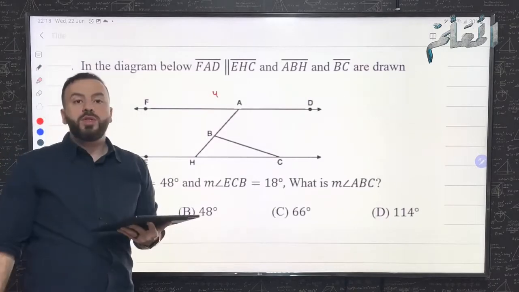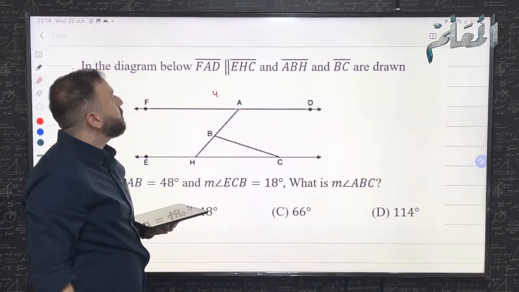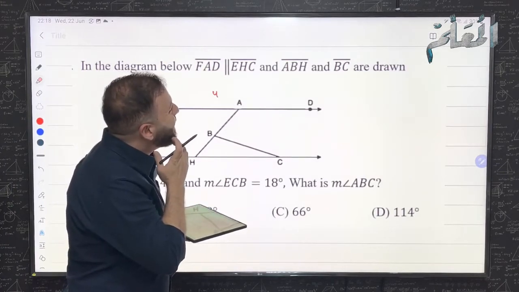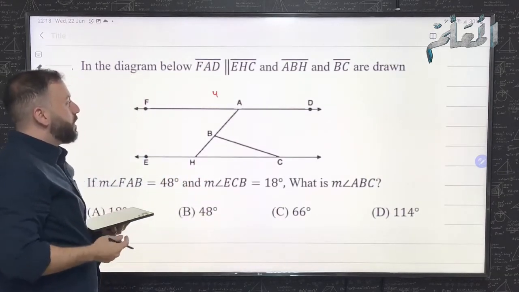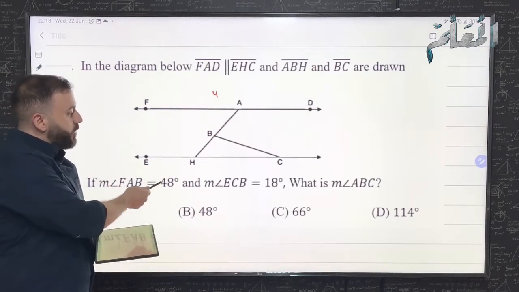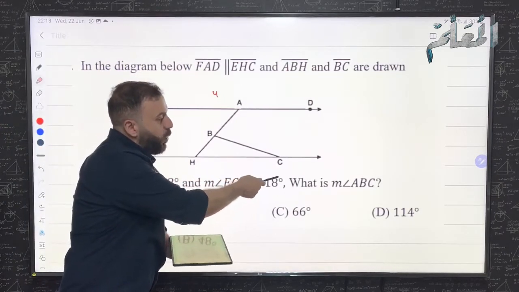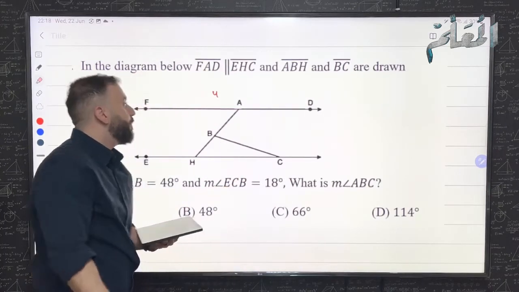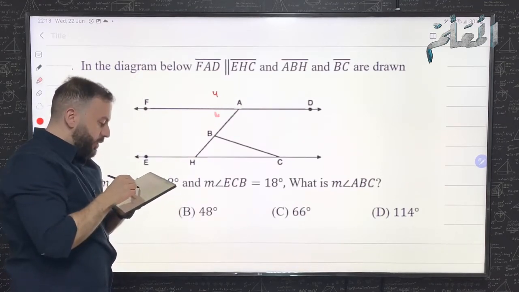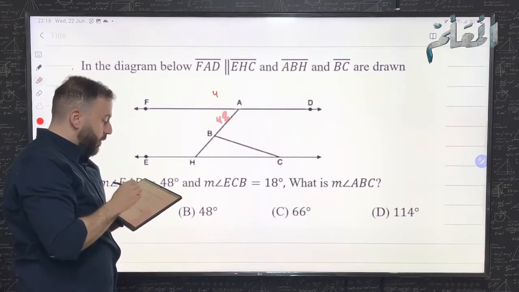Here we go. Question 4. In the figure, or the diagram below, FAD is parallel to EHC, and ABH and BC are drawn. The question is telling me that if the measure of FAB is equal to 48 and the measure of ECP is equal to 18, what is the measure of ABC? Now the question gave me already this angle, which is FAB, and that is equal to 48, right?